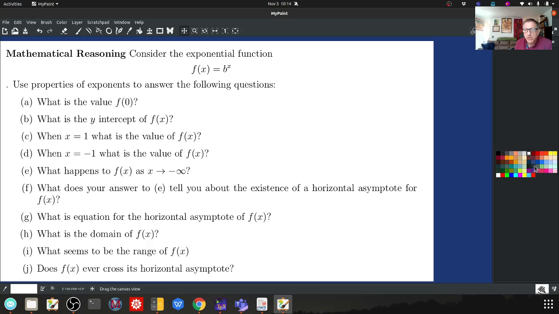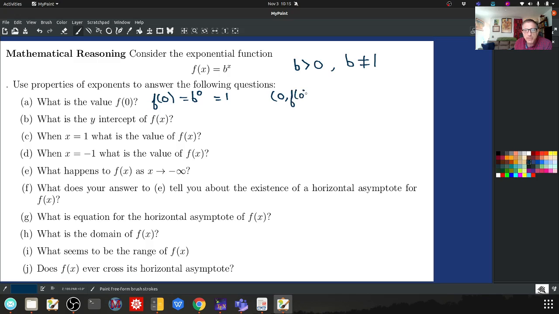So let's do these one by one. We're given a function f of x equals b to the x. What is the value of f of 0? Well, f of 0 is equal to b to the 0th. And what do we know about b? We know that b is greater than 0 and that b is not equal to 1. So since b is not equal to 0, this is easy peasy. It's equal to 1.